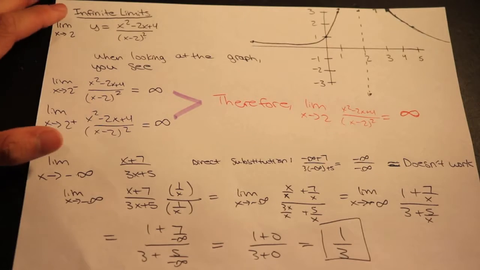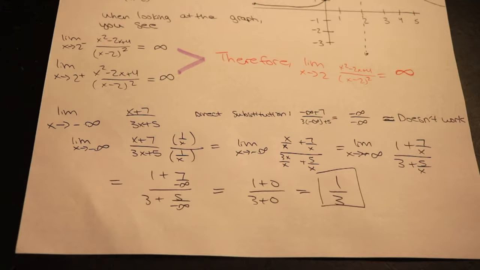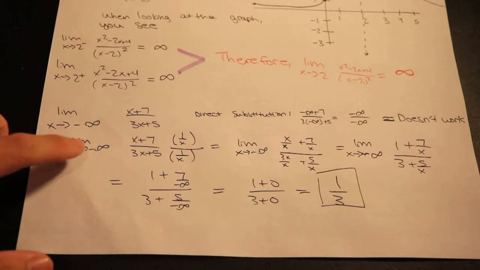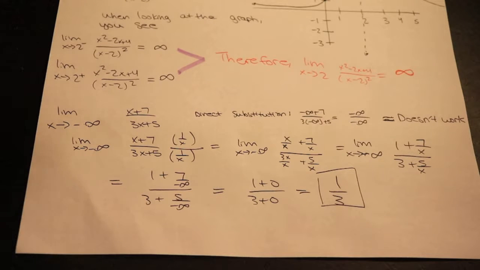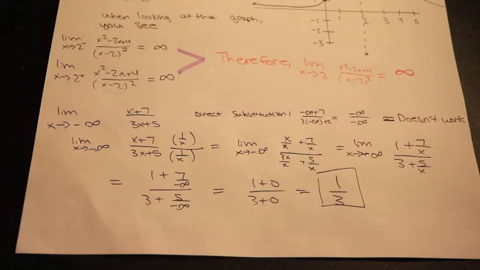Now, if we take a look at our second problem here, the limit as x approaches -infinity of this function, then we're going to put in direct substitution, and you get -infinity over -infinity, which isn't equal to 1. It doesn't work. It's an undefined value. So then we're going to actually divide by x on both the numerator and the denominator. And after that, we get this function, and we can use our direct substitution here, and that will give us 1 plus 0 over 3 plus 0, and that equals 1 over 3. And your answer is 1 over 3 as x approaches -infinity.